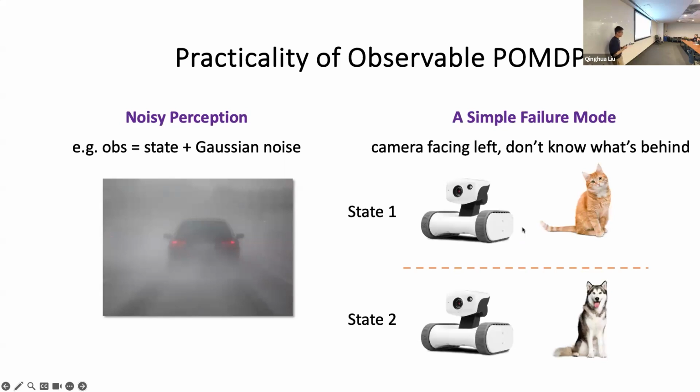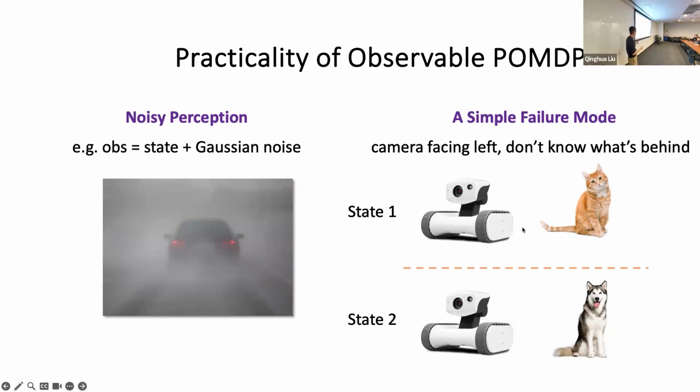But this condition can also have some very simple and annoying failure cases. So let's think about this toy example, simplified from robotic tasks. Let's say you have this cute robot. Its camera is facing the left, and the state is the animal behind it. It could be either a cat or a dog.